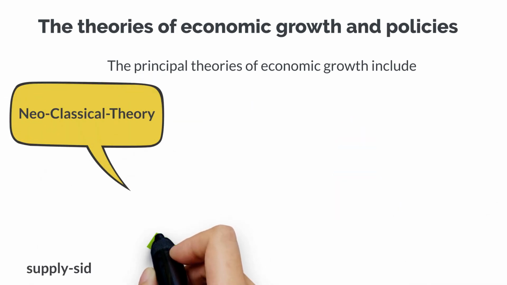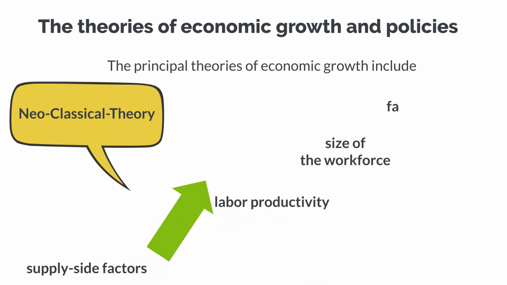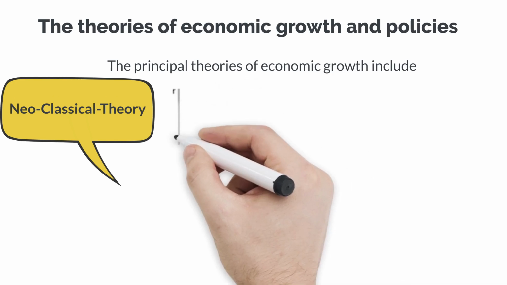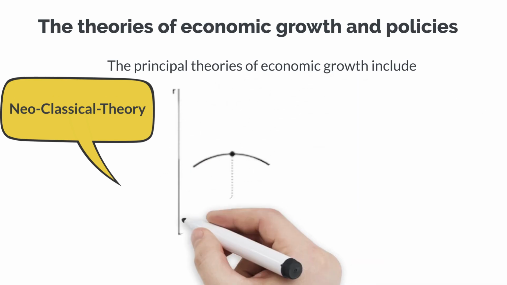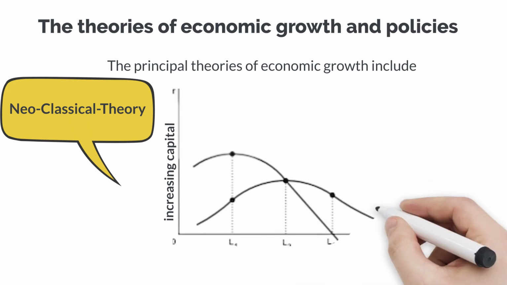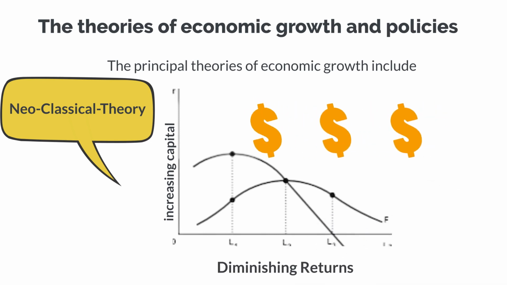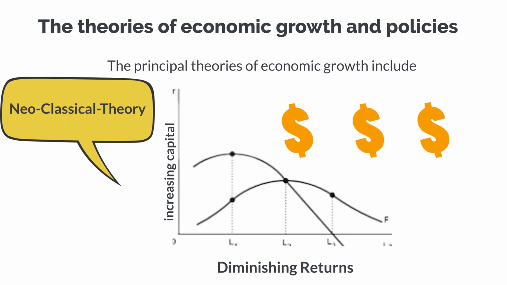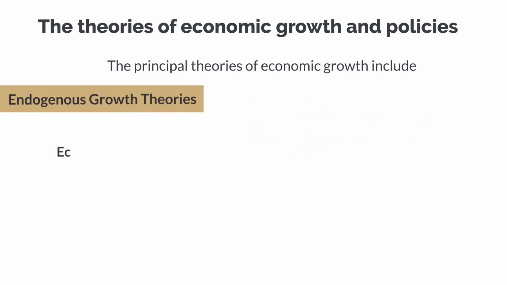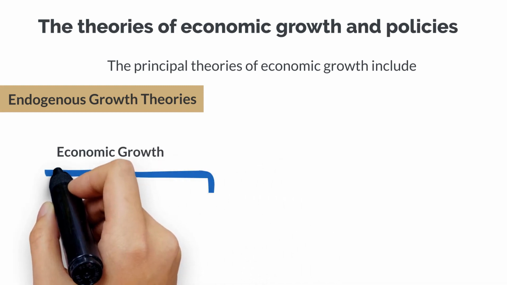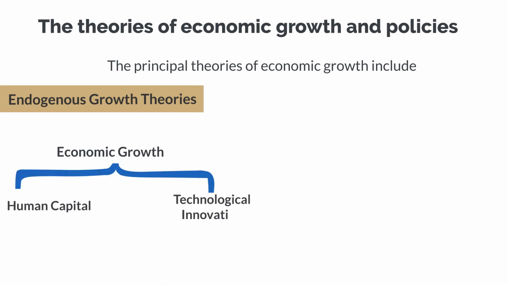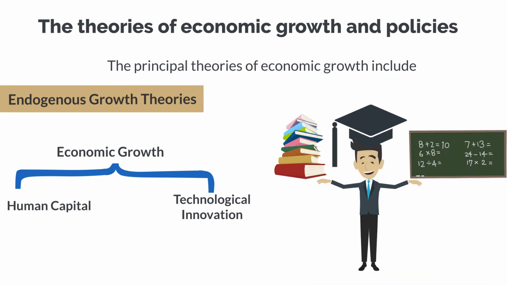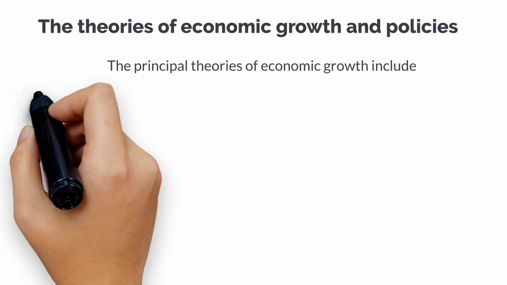Neoclassical theory: growth based on supply-side factors such as labor productivity, size of the workforce, and factor inputs. The neoclassical theory of economic growth suggests that increasing capital or labor leads to diminishing returns. Spending more capital will increase productivity only to a certain level before it starts to drop off. Endogenous growth theories: the rate of economic growth is strongly influenced by human capital and the rate of technological innovation. Workers with greater knowledge, education, and training can help to increase rates of technological advancement.